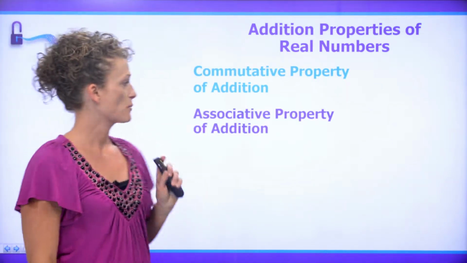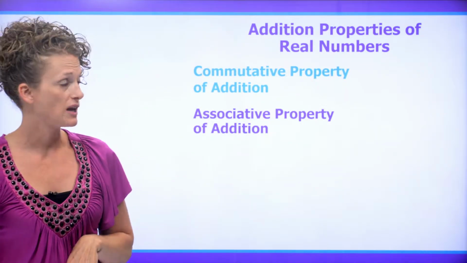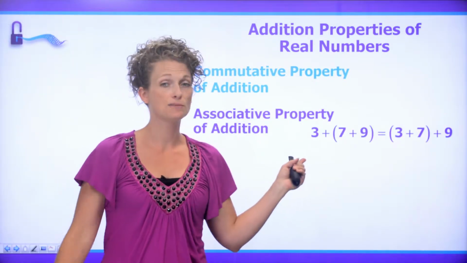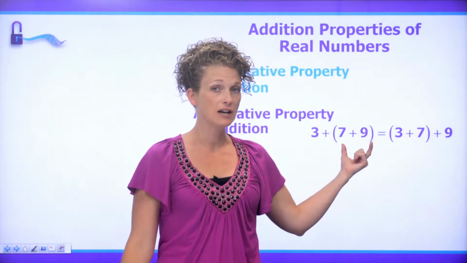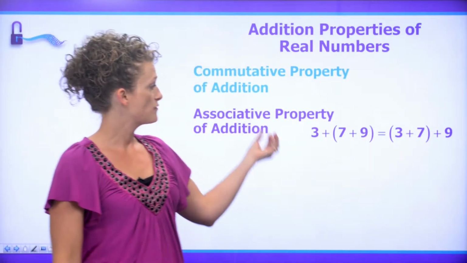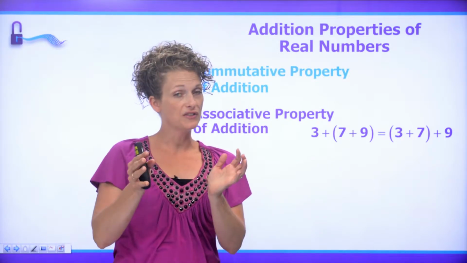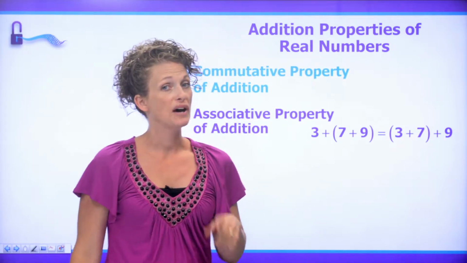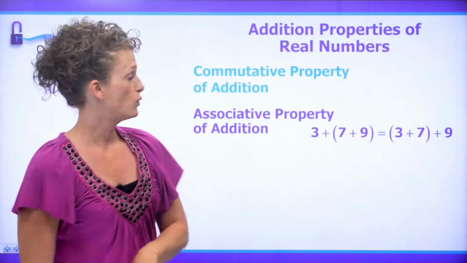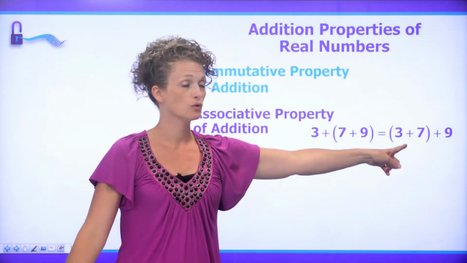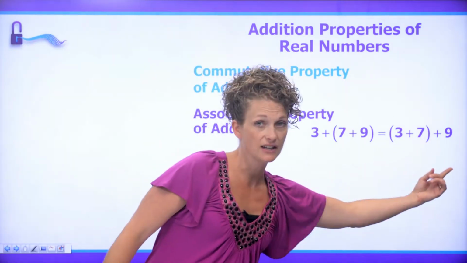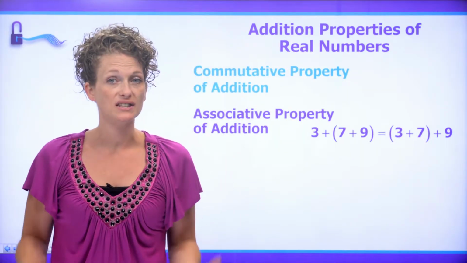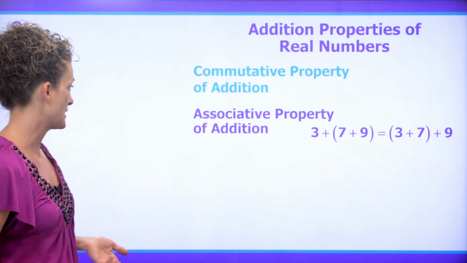The second property is called the associative property of addition, and it has more than 2 numbers. And you'll notice that the 7 plus 9 is grouped together. So we have 3 plus, in parentheses, 7 plus 9. But you could group it in any way that you wanted to. If we wanted to group the 3 plus the 7 first and then add the 9, we're still going to end up with the same number in the end.